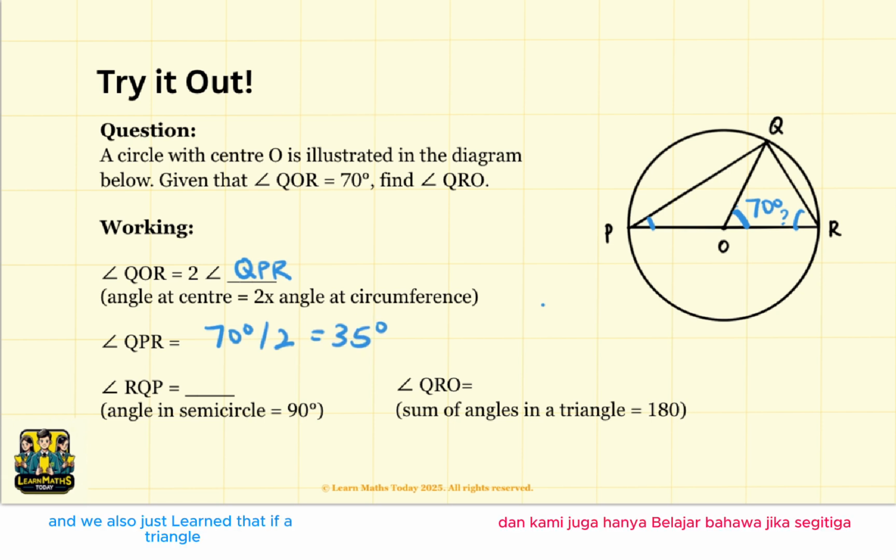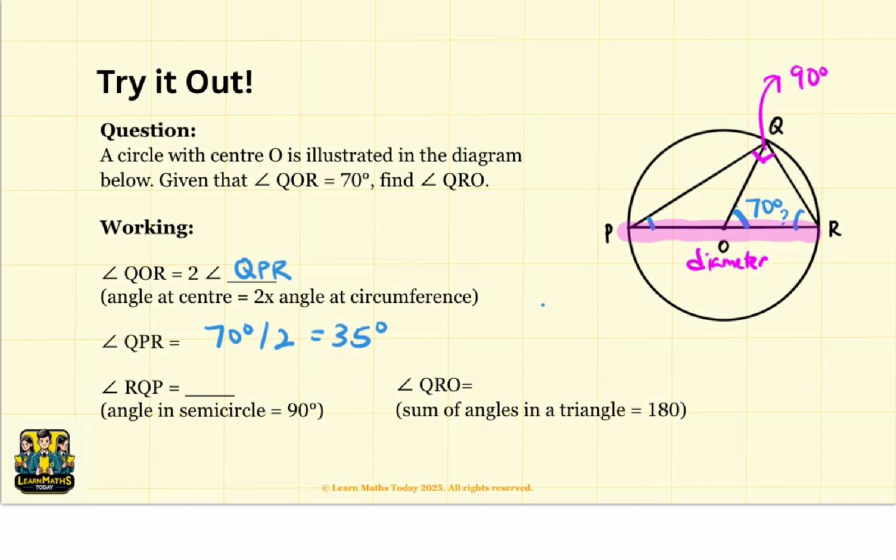And we also just learned that if a triangle lies on the diameter of a circle, the angle opposite the diameter is 90 degrees. This is the concept of the angle in a semicircle. In our diagram, PR is the diameter. It goes through the center. So we know that this angle RQP is 90 degrees.